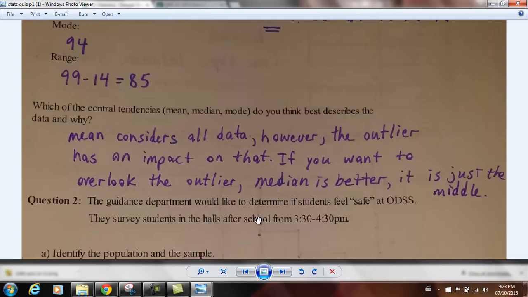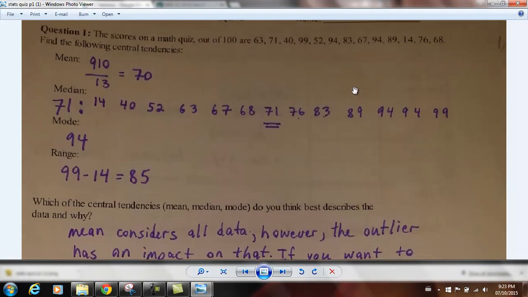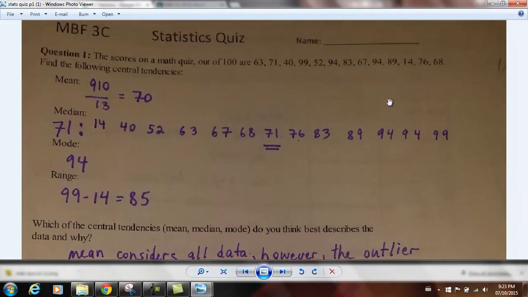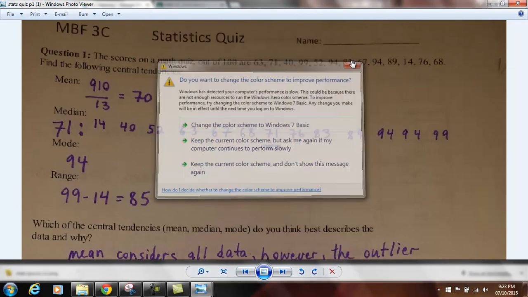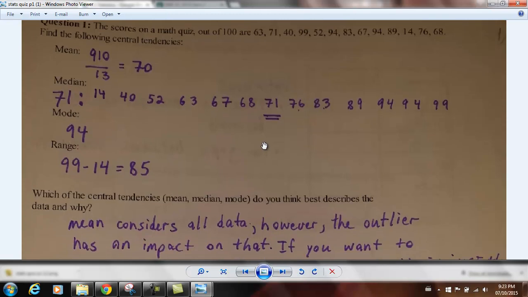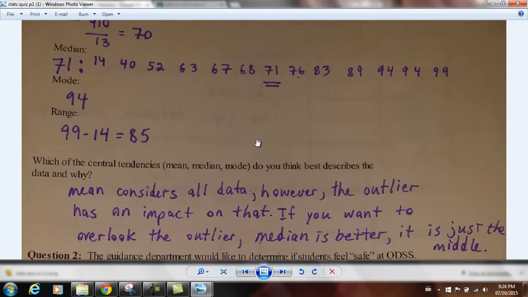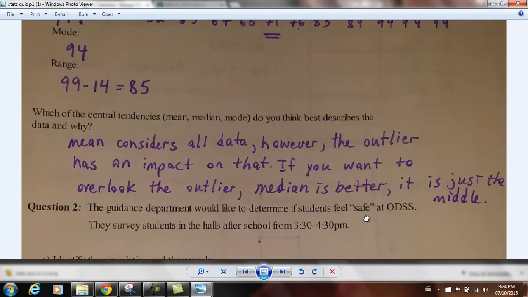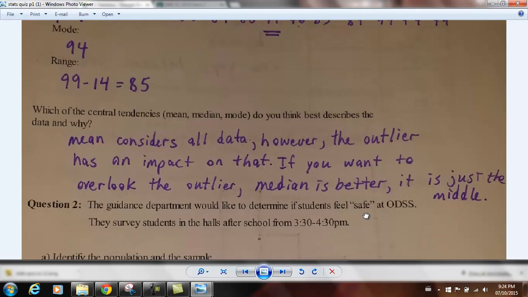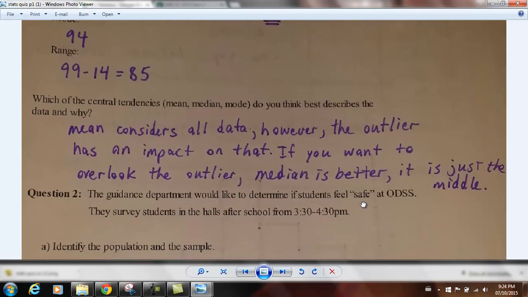If you want to overlook the outlier, so you're saying, well, I don't really want 14 to take that big of an effect. It'll still count, but if you use the median, it really doesn't matter what the 14 is. As long as the 14 was below 71, you would still have the same median. So median's better. It's just the middle, but it does tell you a little bit more. And sometimes the average is pulled by the outlier.